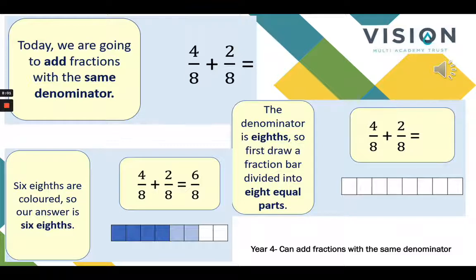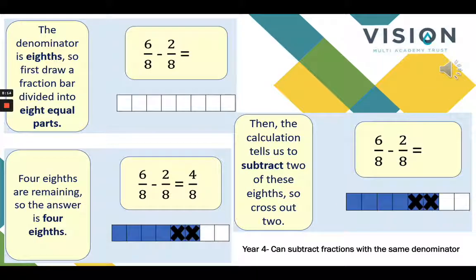Next, we begin to calculate with fractions, starting with adding fractions with the same denominator. This is introduced pictorially, like the examples here. Then we look at subtracting fractions with the same denominator, like this example here. So when we're adding and subtracting fractions with the same denominator, we add or subtract the numerator. The denominator stays the same.